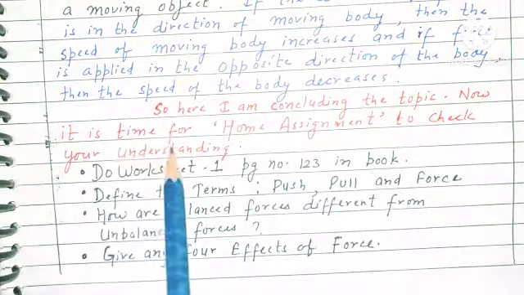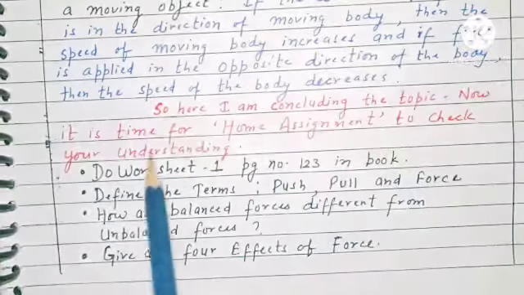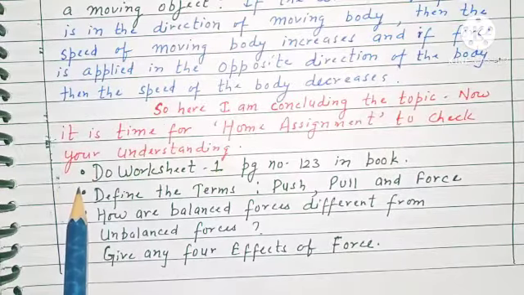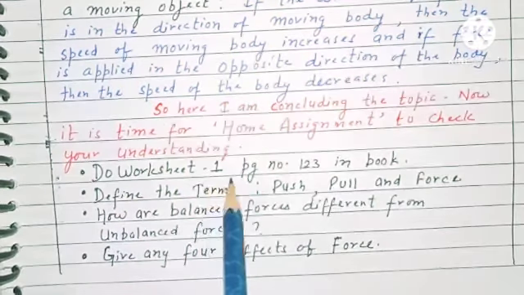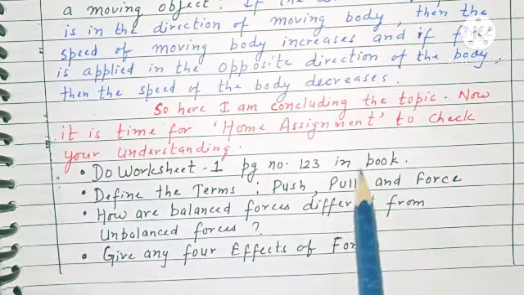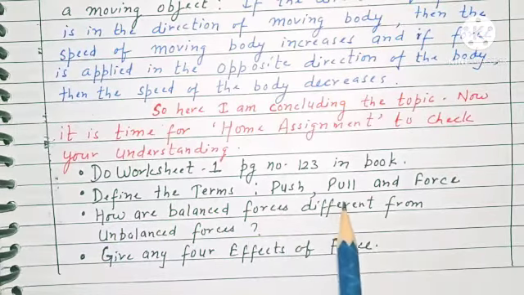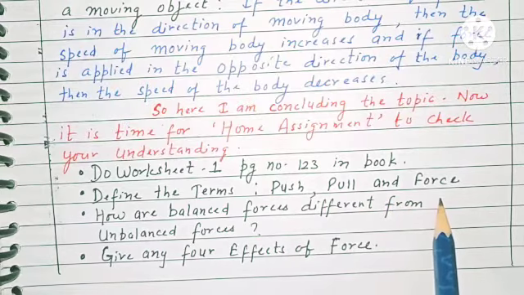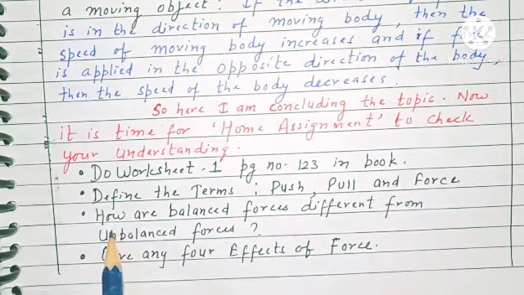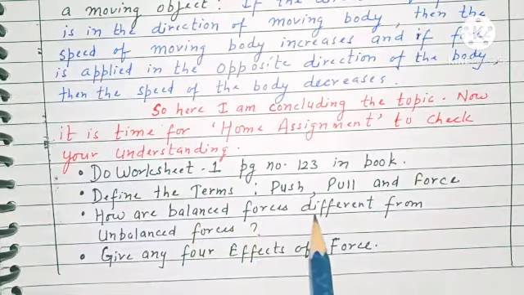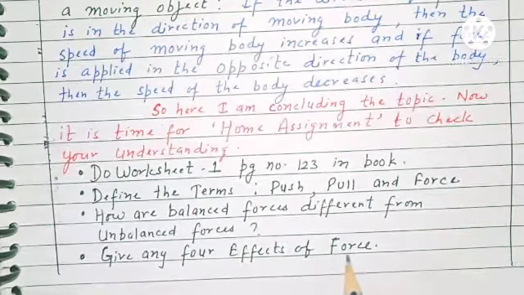Now it is time for home assignment to check your understanding. First of all, do worksheet 1, page number 123 in your textbook. Define the terms push, pull and force. Write the answers of these questions in your notebook. How are balanced forces different from unbalanced forces? And the next question is, give any four effects of force.